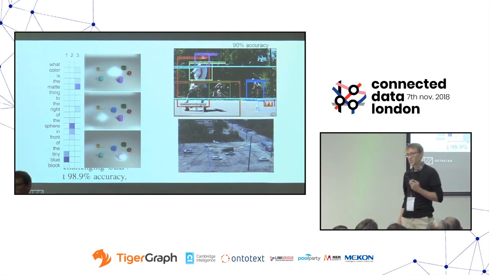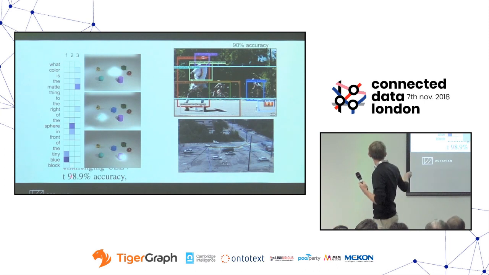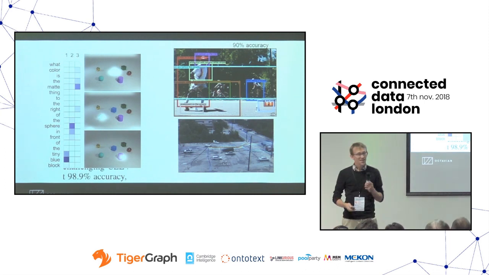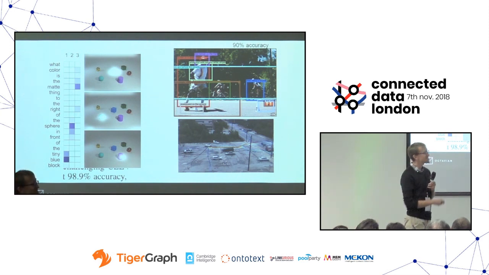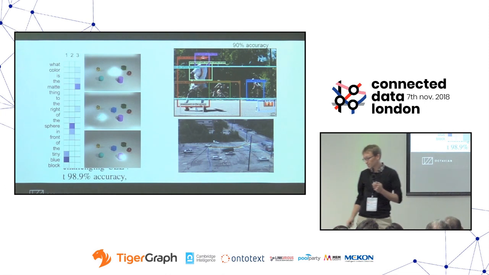And it's able to outperform humans on these kind of tasks, 98.9% accuracy. I think to some extent outperforming humans is because the humans get bored if you make them do this task hundreds of times. But it's still pretty phenomenal.